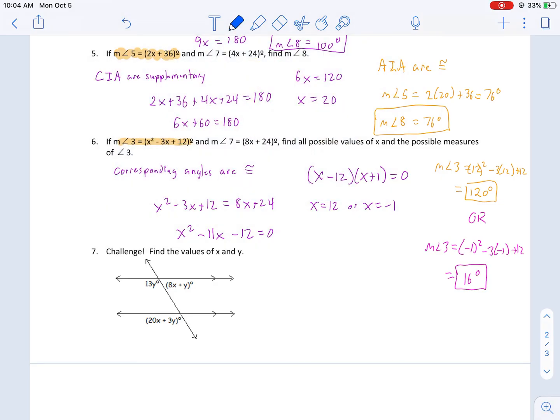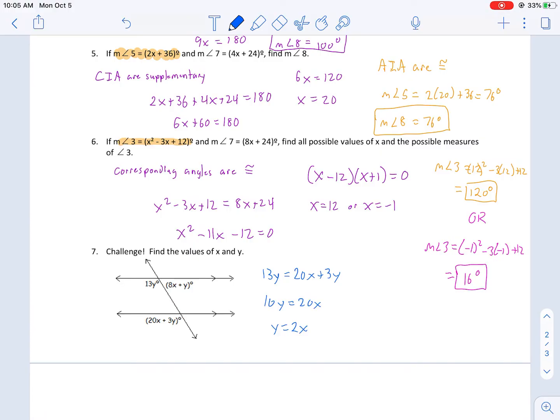Okay, and then the last problem here, a little challenge problem. Find the values of x and y. So first what we know is that these are corresponding angles, which we know are congruent. So we can say 13y is equal to 20x plus 3y. Okay. Now we have two variables here, so this is a little weird. I don't know if you guys remember systems of equations. So you get 10y equals 20x, divide by 10, you get y equals 2x.